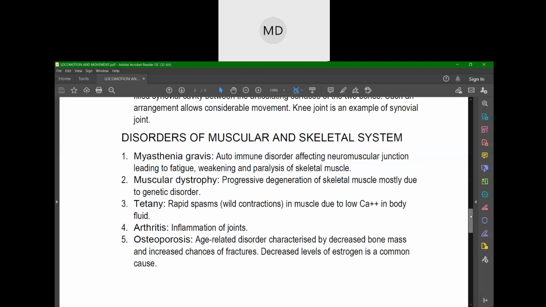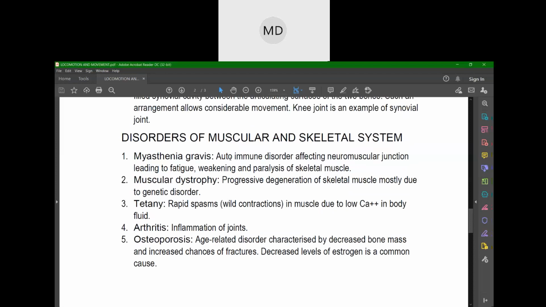Myasthenia gravis is there, then there is muscular dystrophy, tetany, arthritis, osteoporosis. Osteoporosis I have explained so many times. And then there is gout, the last one. Next page. So Myasthenia gravis is an autoimmune disorder.